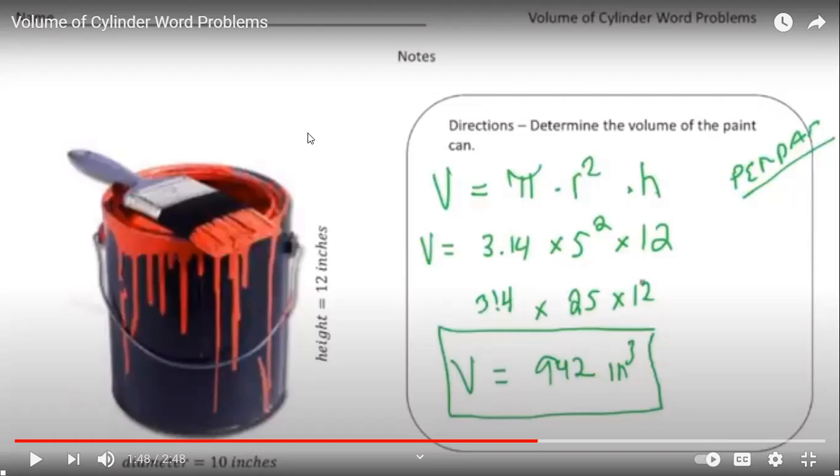Then we divided the diameter by 2 to find what, grade 8? We divided the diameter by 2 to find what? The radius. Yes, to find the radius. For this reason, we said 3.14 as the value of pi times 5 to the power of 2 times 12.